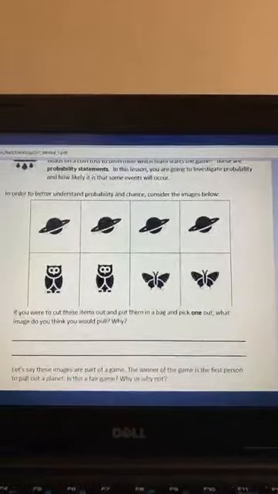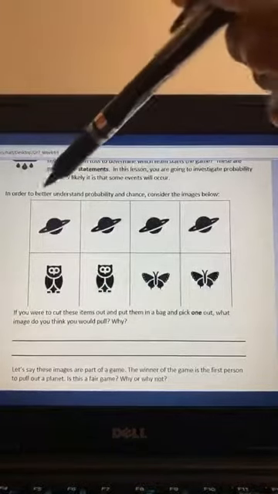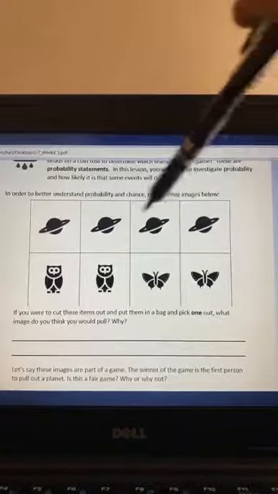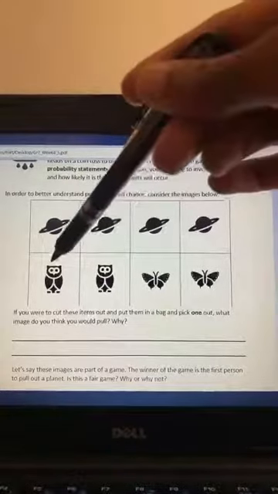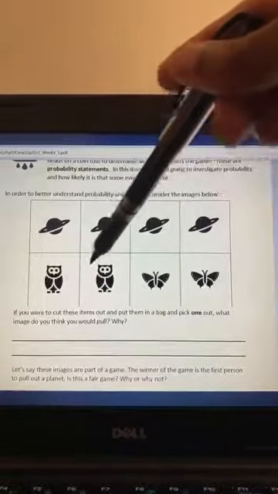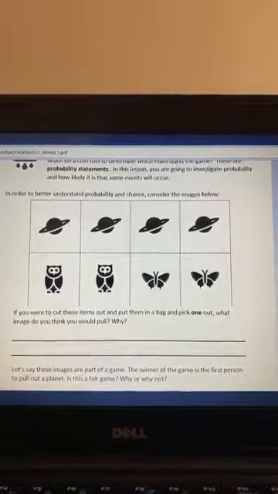It says below here, in order to better understand probability and chance, consider the images below. So they gave you 3 different images. These top 4 here are considered planets. So we're just going to say they're called the planets. These 2 here will be your owls. These 2 here will be your butterflies. Okay? So it says, if you were to cut these items out and put them in a bag and pick one out, which image do you think you will pull and why?